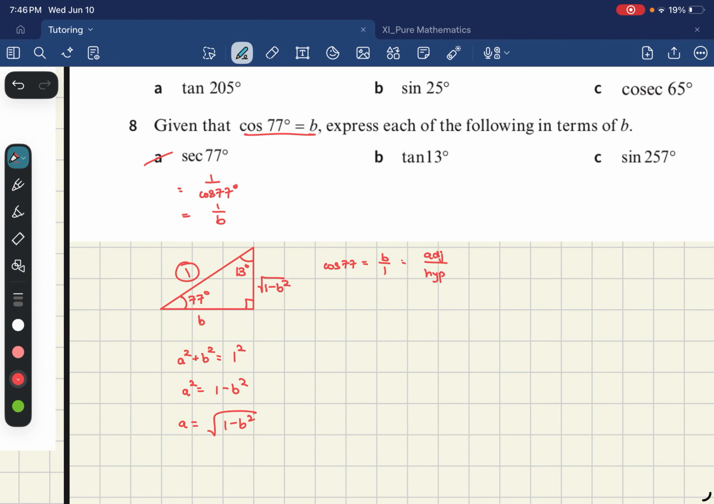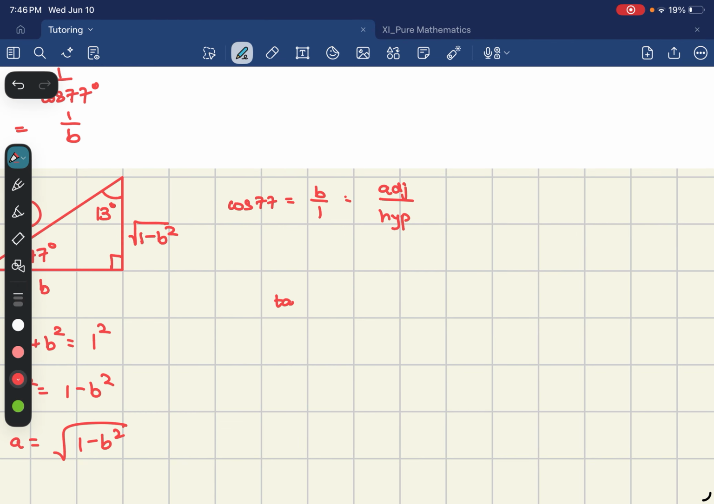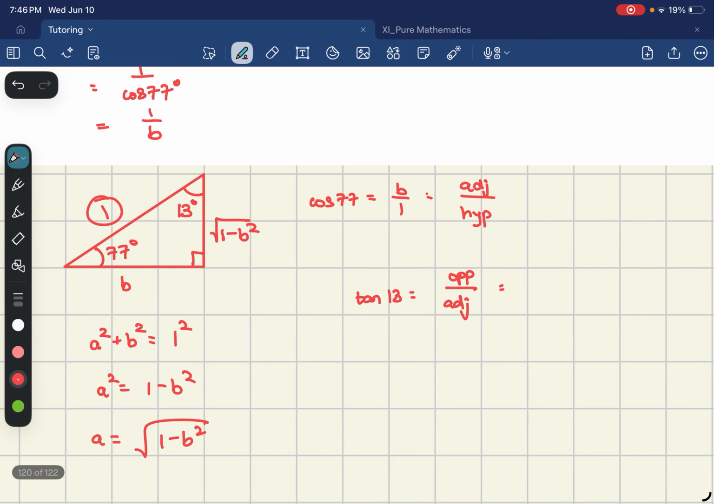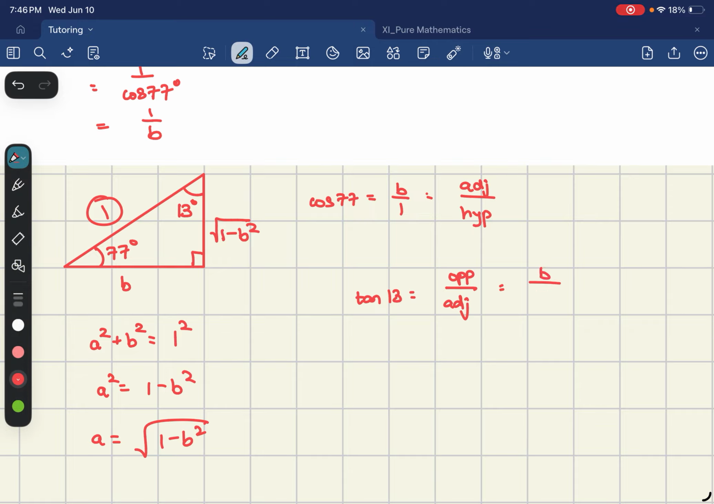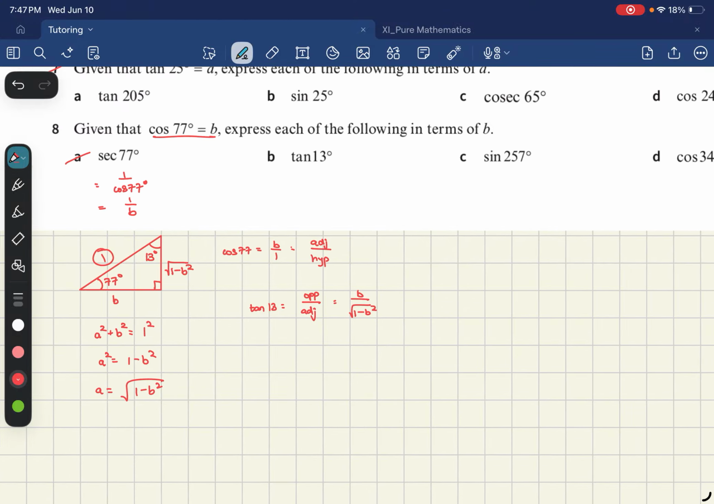So now what do I need to find? I need to find tan 13 degrees. Tan 13 is opposite over adjacent. So go to 13 degrees. 13 degrees is here. What is opposite? B is opposite. What is adjacent? Square root of 1 minus b squared. So your answer is b over square root of 1 minus b squared. And 13 is a positive angle, so you just put positive. All right. b over square root of 1 minus b squared. And we are done.